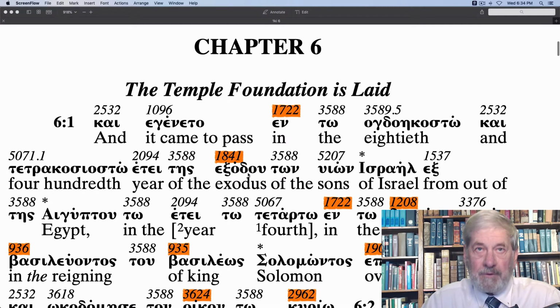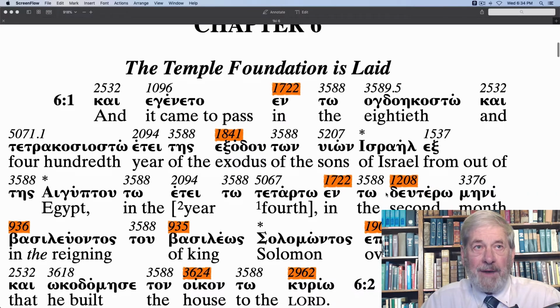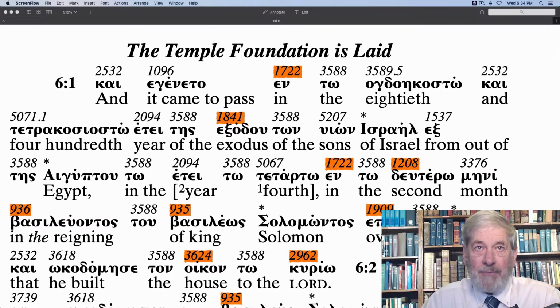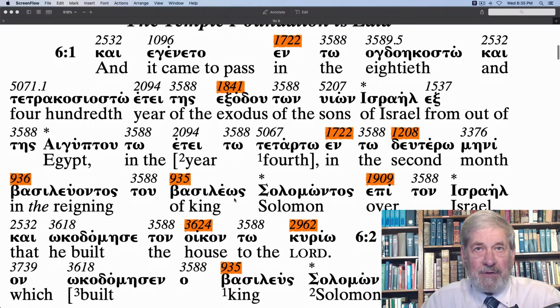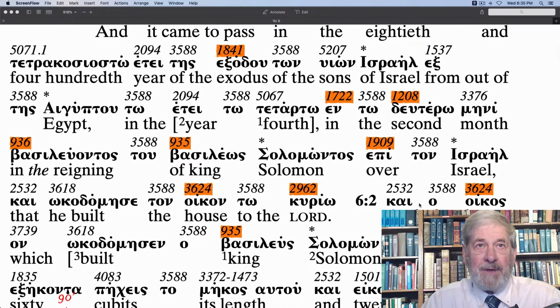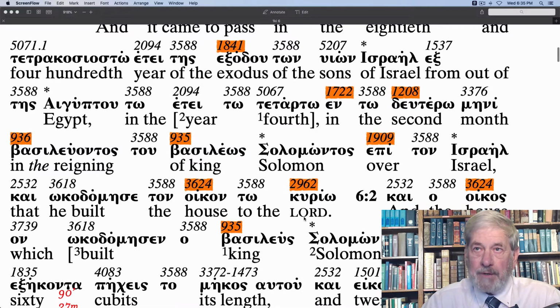Exodus is a transliteration of the sons of Israel from out of Egypt. In the 4th year, in the 2nd month, we have Deuteronomy, the 2nd law, the 2nd month, in the reigning of King Solomon over Israel, that he built the house, the ecology comes from that, house to the Lord.